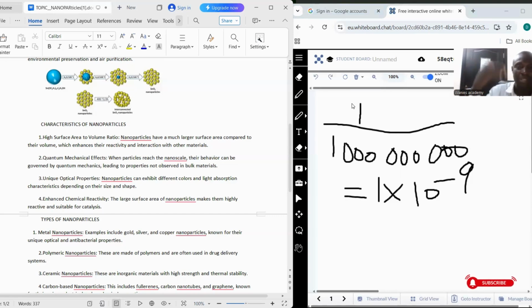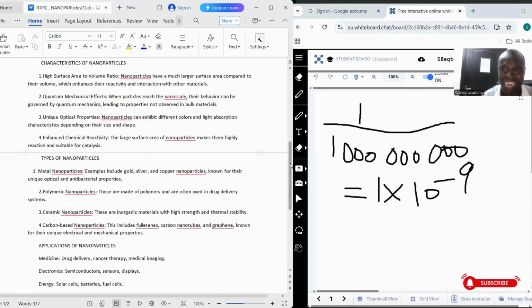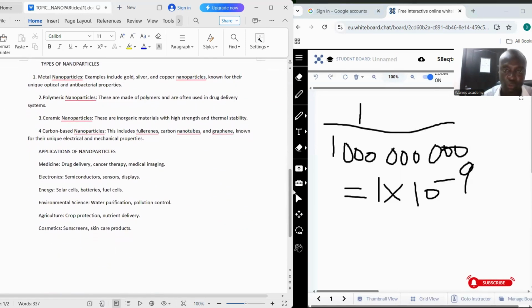Then they also exhibit enhanced chemical reactivity. So their chemical reactivity is well enhanced in nature. Why? Because they have a large surface area in comparison to their volume. So since they have a large surface area to volume ratio, nanoparticles are known to be highly reactive in nature. So they can be used for chemical reactions. The reason for this enhanced chemical reactivity is mostly because nanoparticles have a large surface area to volume ratio.